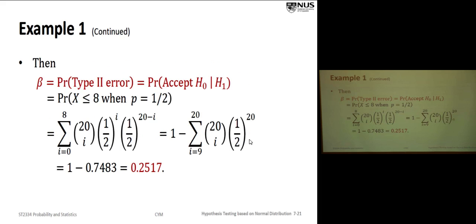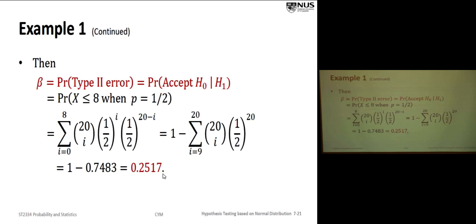Now we know that the type 2 error is the probability of accepting the null given that the alternative is true. So we accept when x is less than or equal to 8, and the null hypothesis being false is when p is equal to a half. This is then just the sum for i from 0 to 8 of this binomial distribution when p is equal to a half, and that happens to be equal to 0.2517.